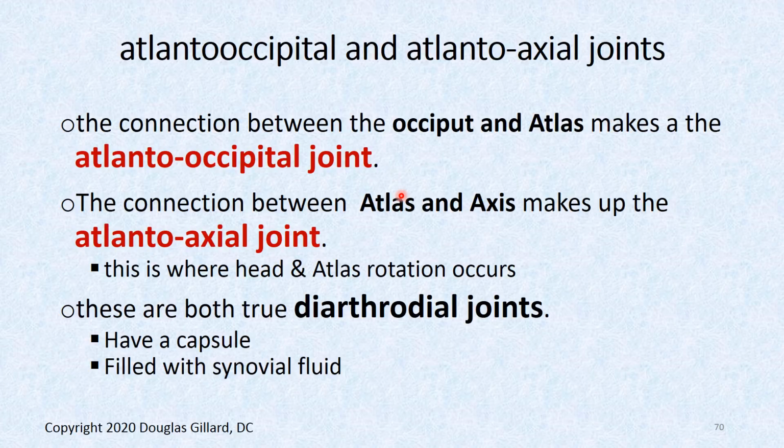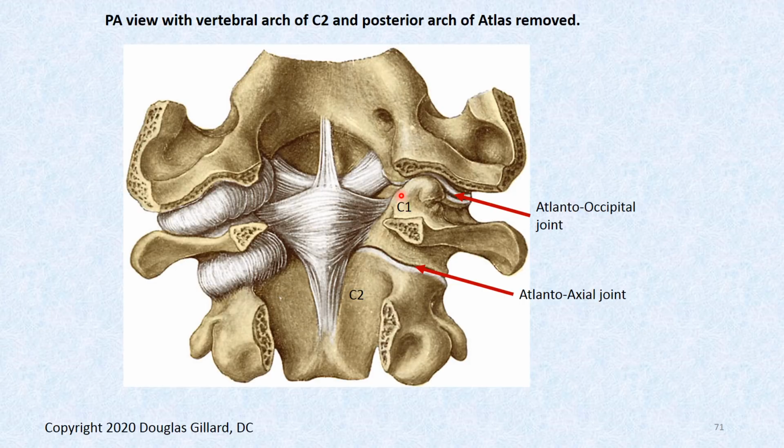The atlanto-occipital and atlanto-axial joints. When naming these joints, atlas is always named first out of respect, and the name for atlas is atlanto. So the connection between the occiput and atlas is the atlanto-occipital joint. No significant rotation occurs there. The connection between atlas and axis is called the atlanto-axial joint. That's where all the rotation of the head occurs, at that joint. They're both true diarthrodial joints. They have a capsule, they have articular cartilage, they have synovial tissue in there, they're filled with synovial fluid, just like the joint of your knee. They're true diarthrodial joints.